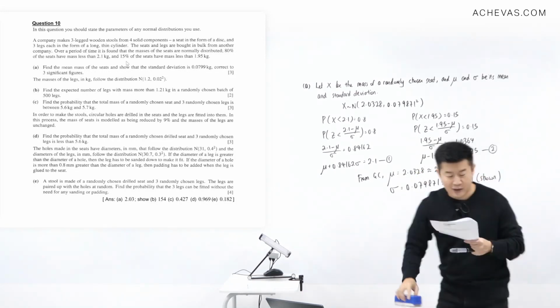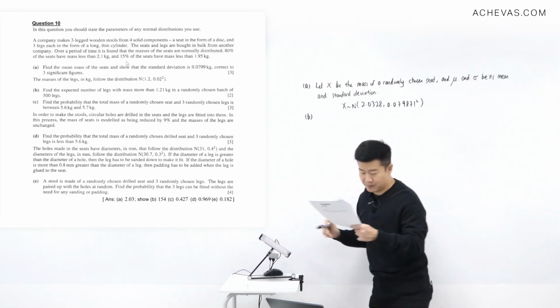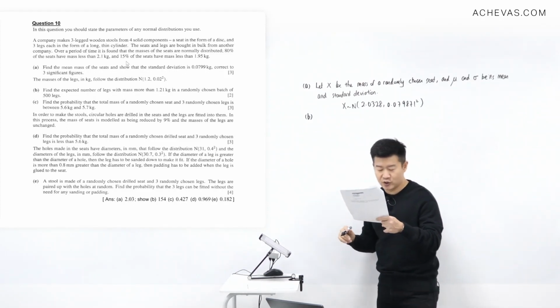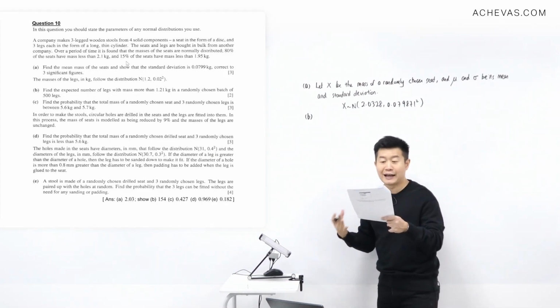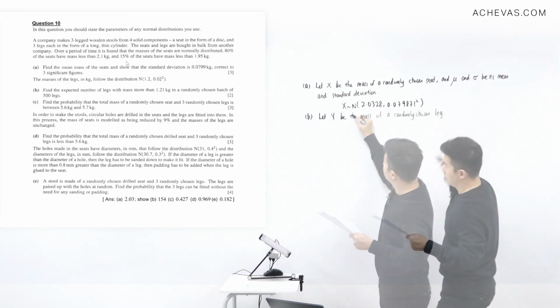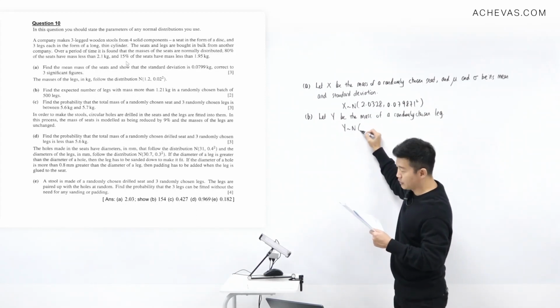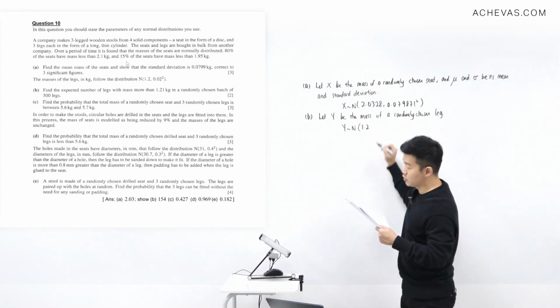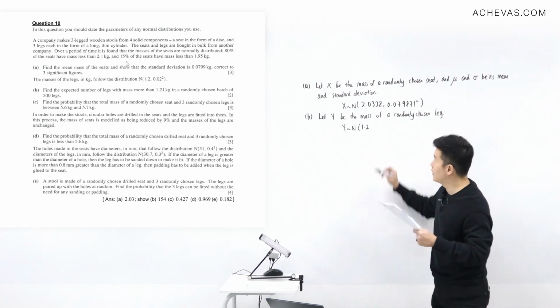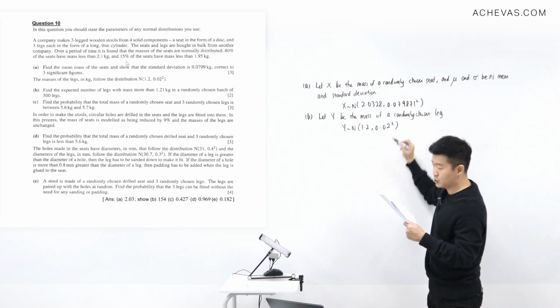Let's move on and take a look at B. So for part B, we are going to name another random variable, and that is going to be for the leg of the chair. So we are going to let y. According to the question, this y here will also follow a normal distribution. It has a normal distribution with a mean of 1.2 and a variance of 0.02 square.